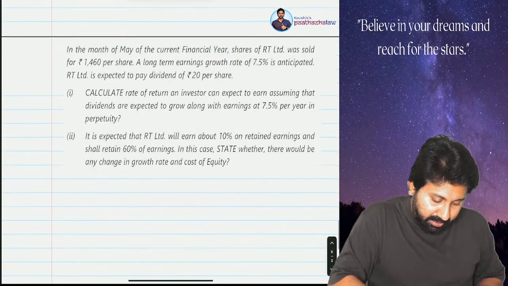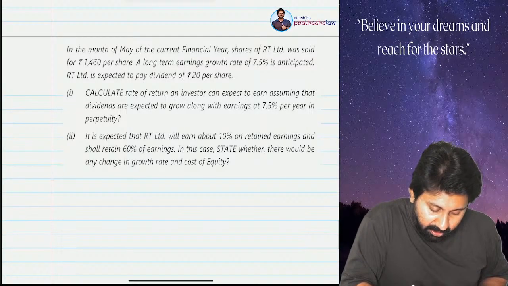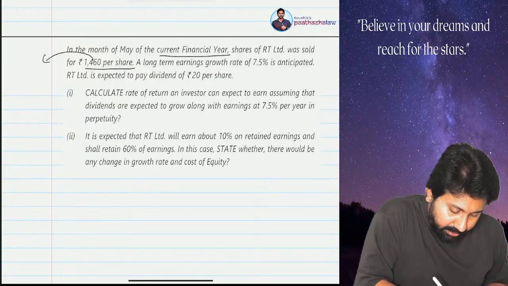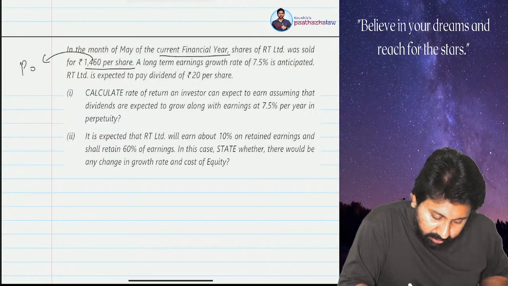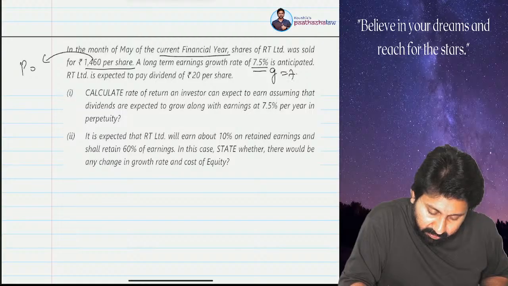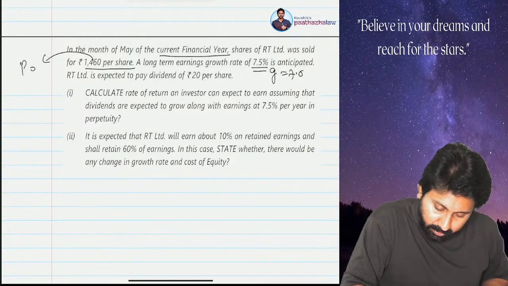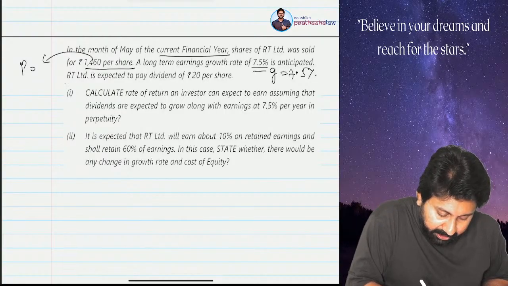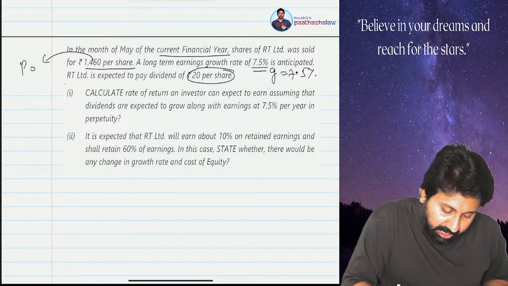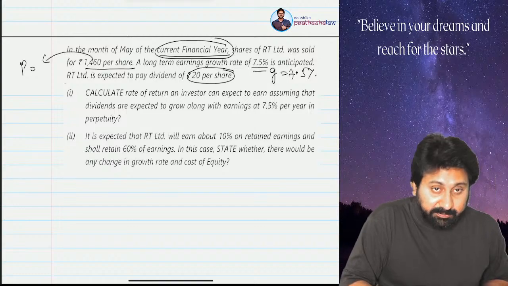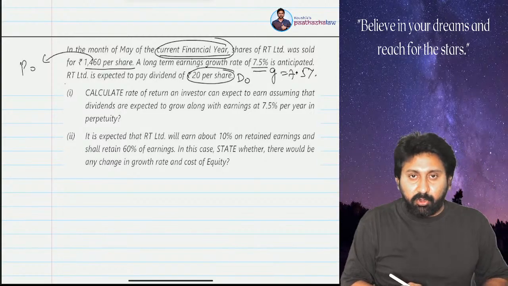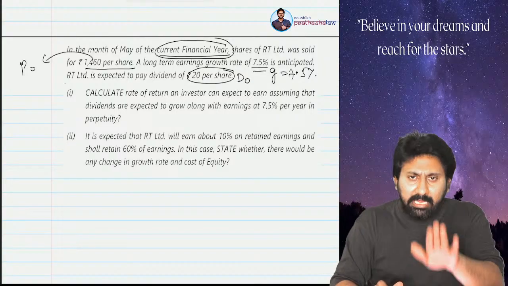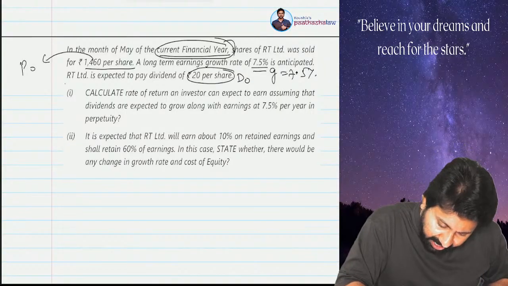First point. In the month of May of the current financial year, shares of RT Limited were sold at 1460. This is called P naught. Long-term growth rate G equal to 7.5. RT Limited is expected to pay a dividend of 20 per share. Go with the assumption of the institute: if this question comes in the exam, assume that this is D0, the current financial year expectation.